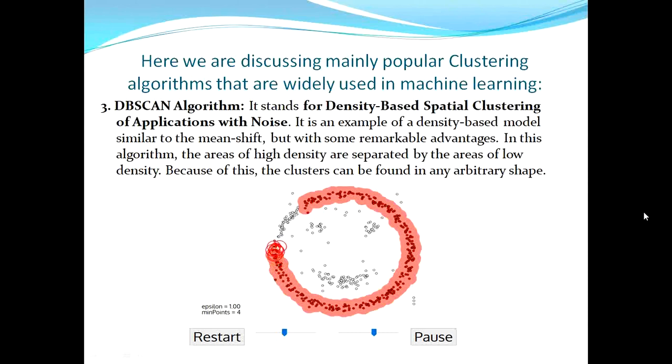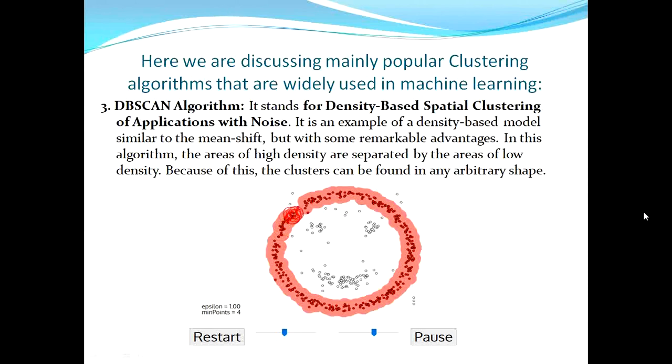So in the figure, the algorithm proceeds by arbitrarily picking a point in the dataset until all points have been visited. If there are at least minimum points within a radius of the point, we consider all these points to be part of the same cluster. The clusters are then expanded by recursively repeating the neighborhood calculation for each neighboring point.